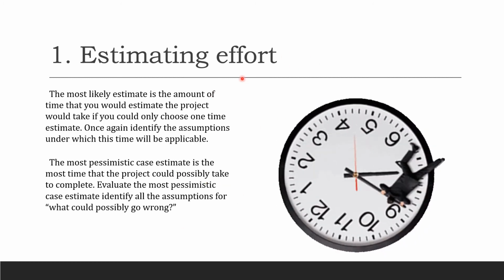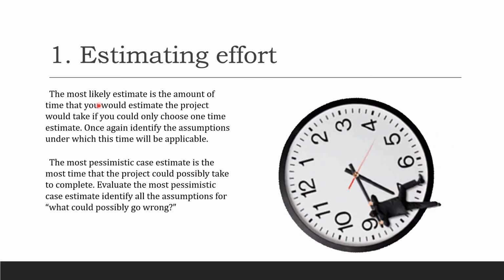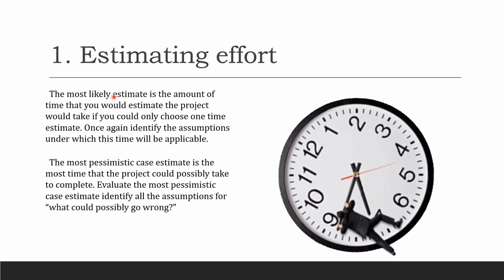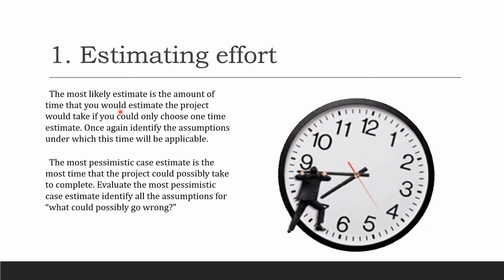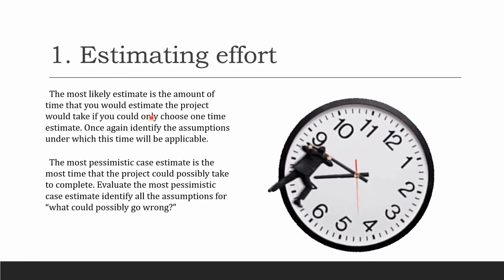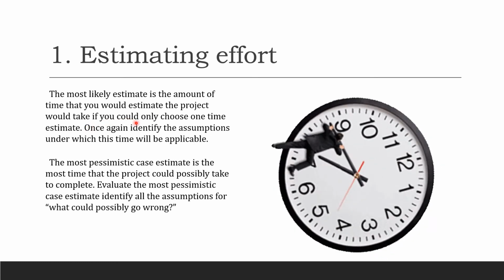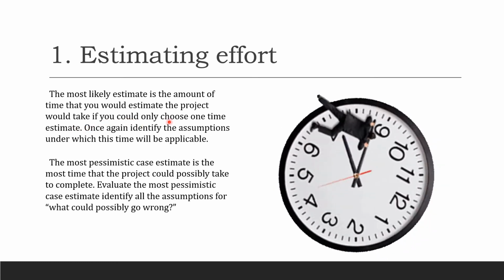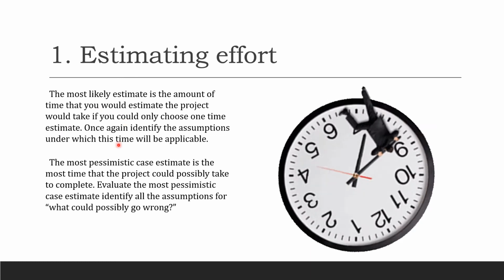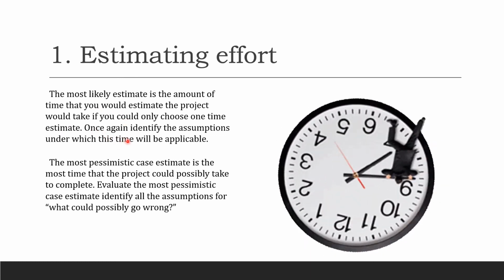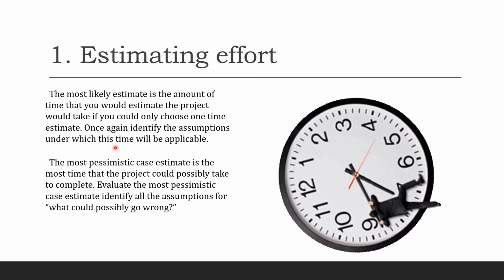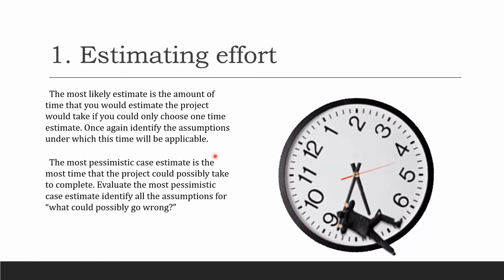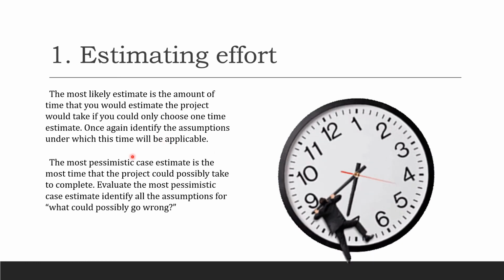So let's continue to guess our effort. For the most likely estimate, you're just guessing. You guess the amount of time the project would take if you could only choose one time estimate. If you have only one time, what am I going to do? Think about that. And once again, identify the assumptions under which this time will be applicable. If you can use it, think about that.